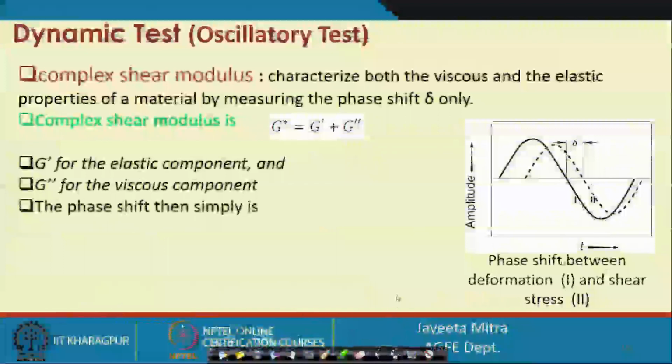So, the phase shift simply is tan delta, that is equal to G double prime by G prime. So, in any oscillatory test, if we can find the value of tan delta, we can find out what will be the component of G prime and G double prime in that.